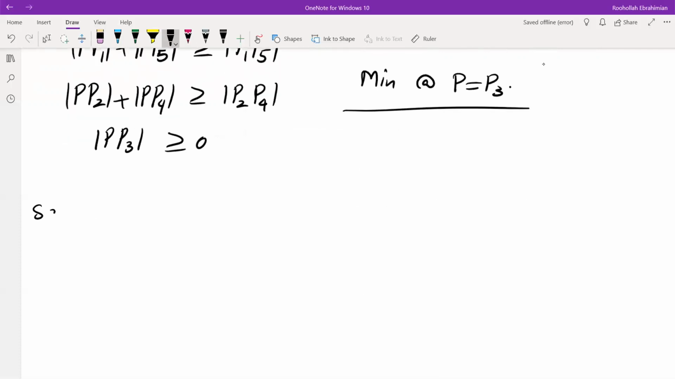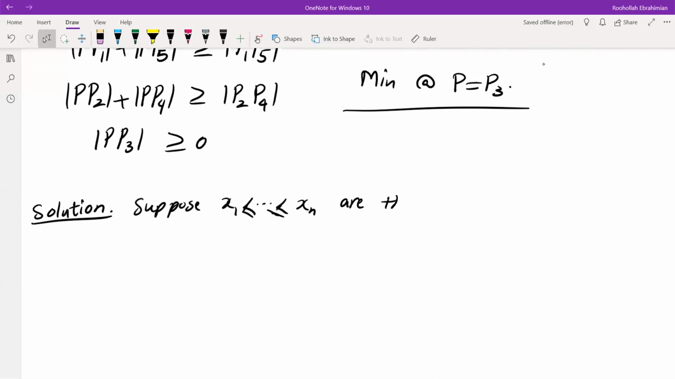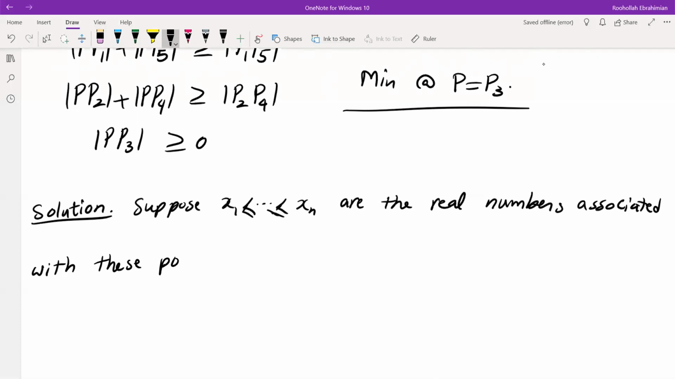Okay, so let us write down the solution now. So now it becomes clear that there is a difference between odd and even. So here's what we're going to show. First, let's just start with setting them in a certain order. So suppose x1 all the way to xn, in this order, are the real numbers associated with these points.